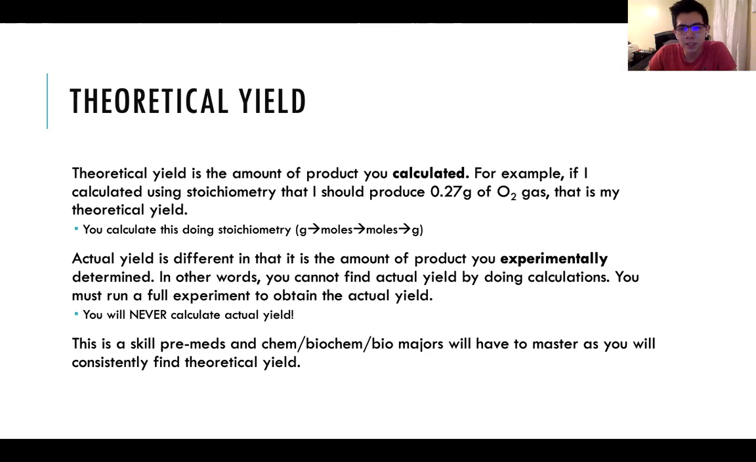However, actual yield is different. So there's theoretical yield and then there's actual yield. Actual yield is different in that it's the amount of product you produce experimentally. In other words, you cannot find the actual yield yourself unless you actually run a full experiment through. You're never going to end up calculating actual yield. You're only going to be measuring exactly how much of whatever you produce.